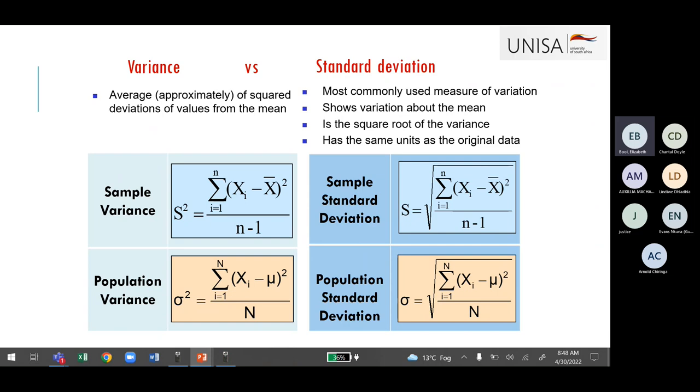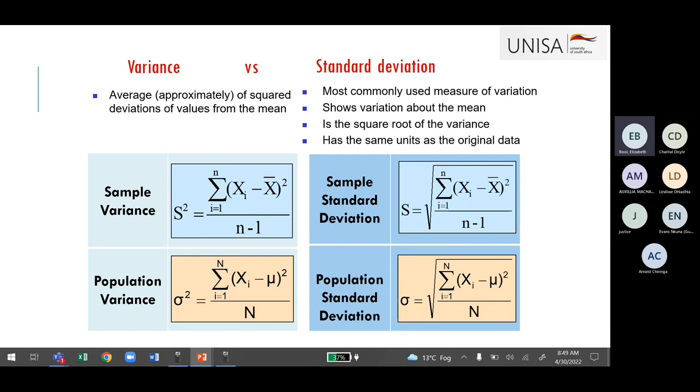And it's almost similar to the sample variance, but the difference here is that it is divided by the capital letter N. And that is how you will differentiate between your sample variance and your population variance. So for the population variance, it is the sum of your observation minus the population mean, squared, divided by N.